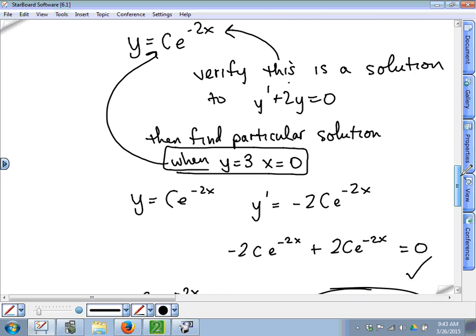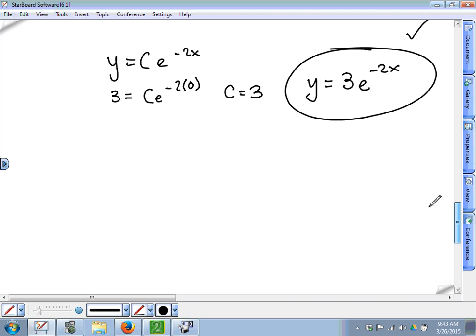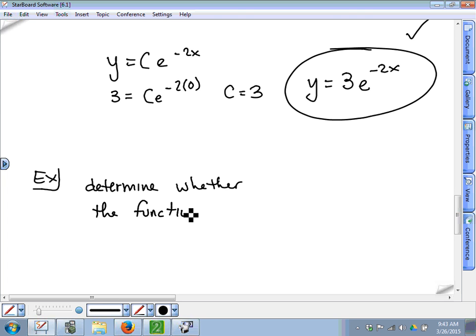Let's try this one more time now. Determine whether the function. This is another yes or no. Either yes it is or no it's not. And let's not overthink it. The function y equals x squared e to the x is a solution.